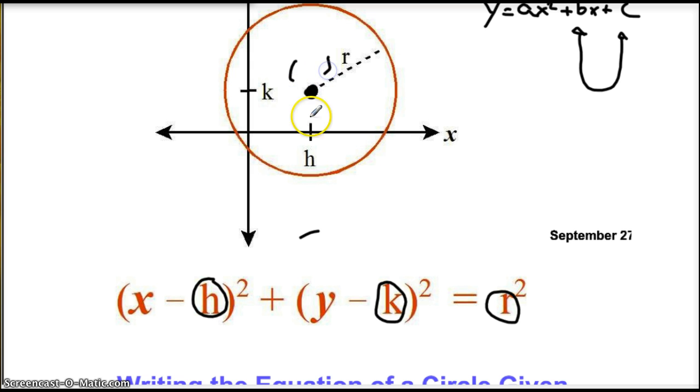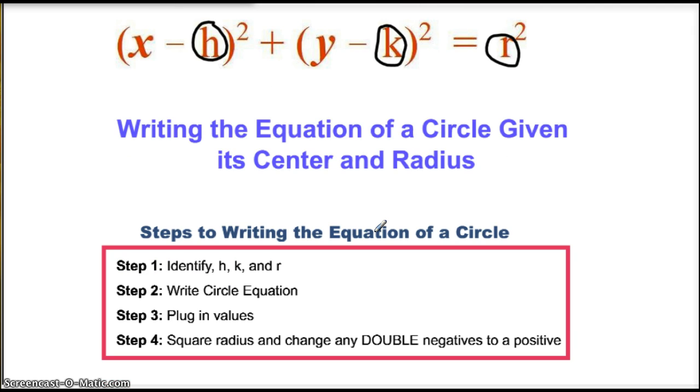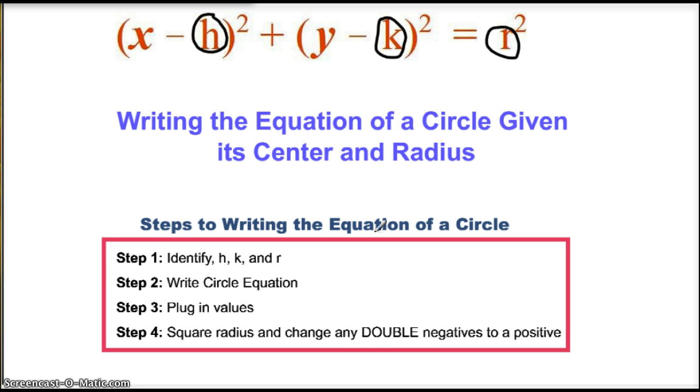So if I know the coordinate here, my x is h, my height is k, that is all I'm going to put in here. That just gives me the center. And the r is the radius, and that's just this part right here. So how do I write my general equation? Well, to write your general equation, you just have to do 4 steps. 1, identify h, k, and r. 2, write down that general equation. 3, plug in those values for h, k, and r. And 4, square the radius and change any double negatives. What do I mean by that?